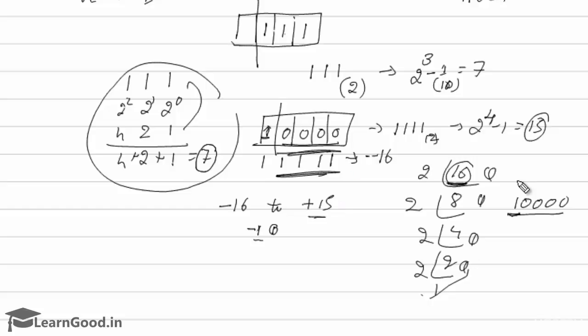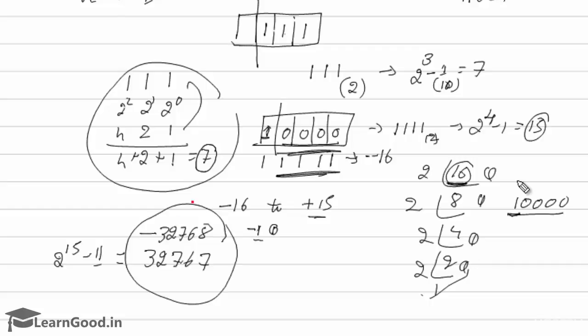Similarly, in an integer, you have 15 data bits. If it is 15 data bits, then what is the value you can store? So 2 raised to 15 minus 1 is the value you can store. 2 raised to 15 minus 1 comes down to 32,767. And the smallest value you can store is nothing but minus 32,768. Okay, so this is the range of values you can store in an integer variable in C language.